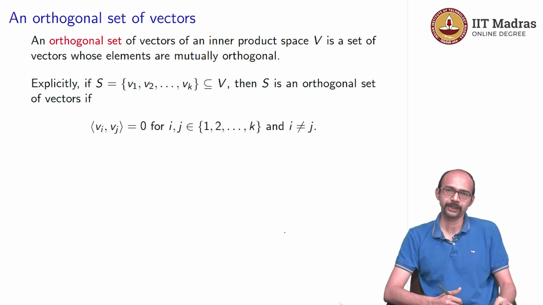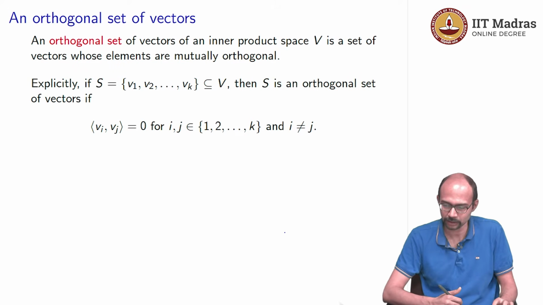So, V1 and V2 are orthogonal, V1 and V3 are orthogonal, V1 and V4 are orthogonal, all the way up to V1 and Vk. Similarly, V2 and V3, V2 and V4, all the way up to Vk and so on. Yeah, that is what we mean by mutually orthogonal.